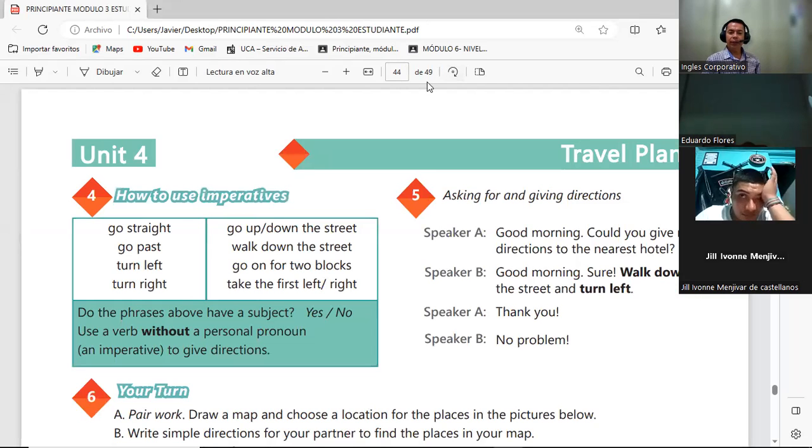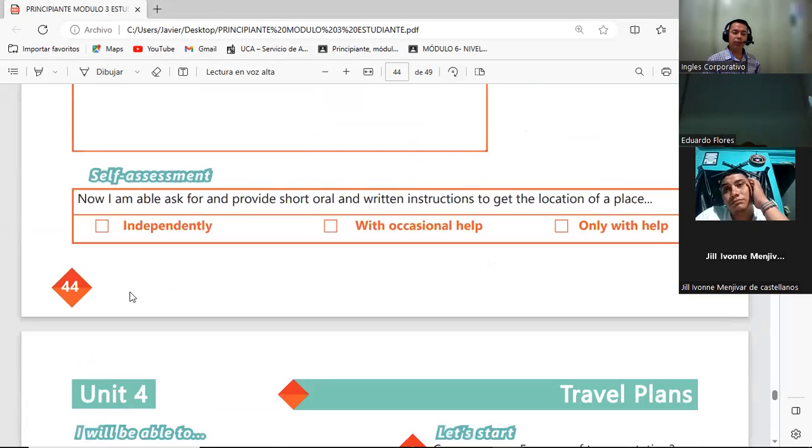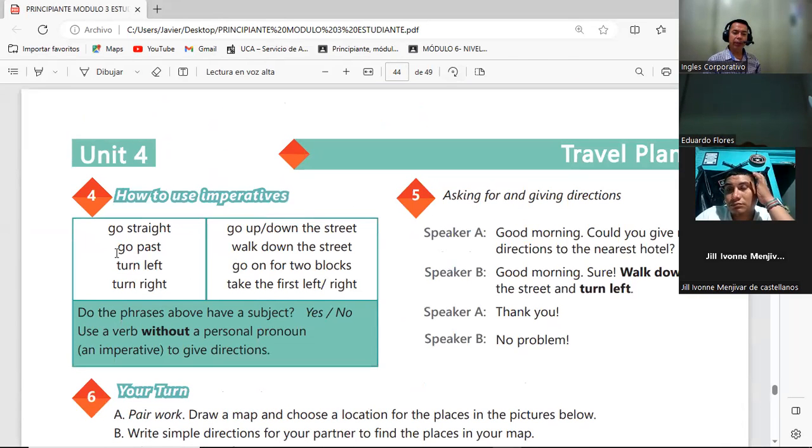Good. These are the imperatives. Look how to use imperatives. Page number 44. Look in your manual. How to use imperatives. Go straight, go past, turn left, turn right. Go up the street, go down the street, walk down the street, go on for four blocks, take the first left or take the first right. Agarre la primera calle a la derecha, right? La primera calle a la izquierda. Is it take the first left or take the first right?